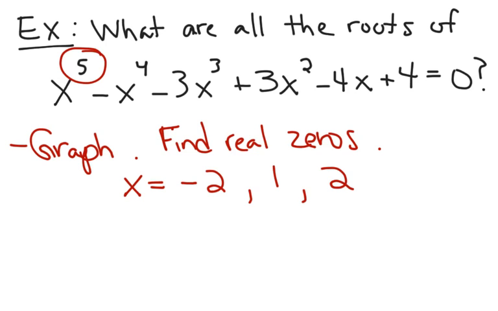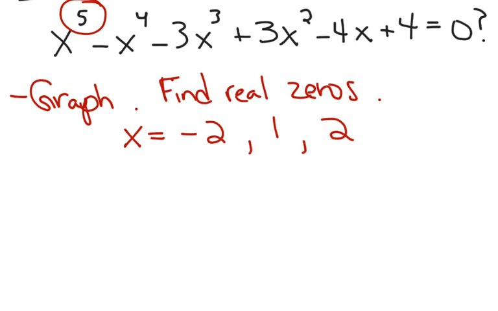How am I going to go find them? Well, the way we're going to go about finding them is we're going to use polynomial division to divide out all 3 of these zeros. When I get rid of all 3 of these zeros using polynomial division, I will be left with a quadratic equation. I will use the quadratic formula to solve it. The only way to find our complex or imaginary zeros is using the quadratic formula.